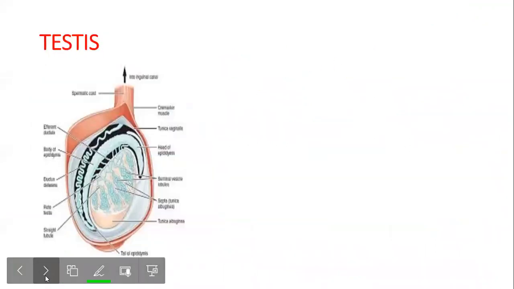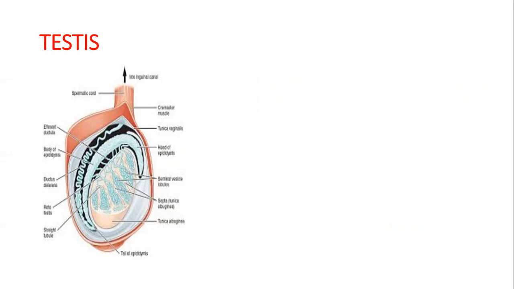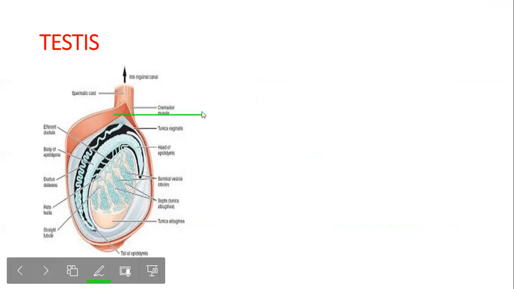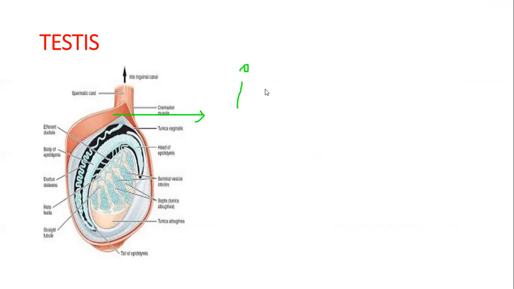Now, coming to testis. Testis and ovary are reproductive organs. We are going to study about this in detail in reproduction chapter. So there is a pair of testes that is present in the scrotal sac. So this is the scrotal sac. You see a pair of testes, and testis performs dual functions as the primary sex organ as well as an endocrine gland.